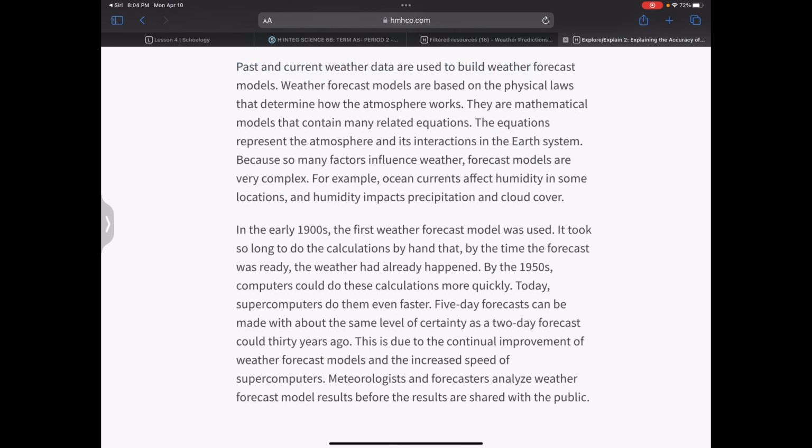In the early 1900s, the first weather forecast model was used. It took so long to do the calculations by hand that by the time the forecast was ready, the weather had already happened. By the 1950s, computers could do these calculations more quickly. Today, supercomputers do them even faster. 5-day forecasts can be made with about the same level of certainty as a 2-day forecast could 30 years ago. This is due to the continual improvement of weather forecast models and the increased speed of supercomputers. Meteorologists and forecasters analyze weather forecast model results before the results are shared with the public.